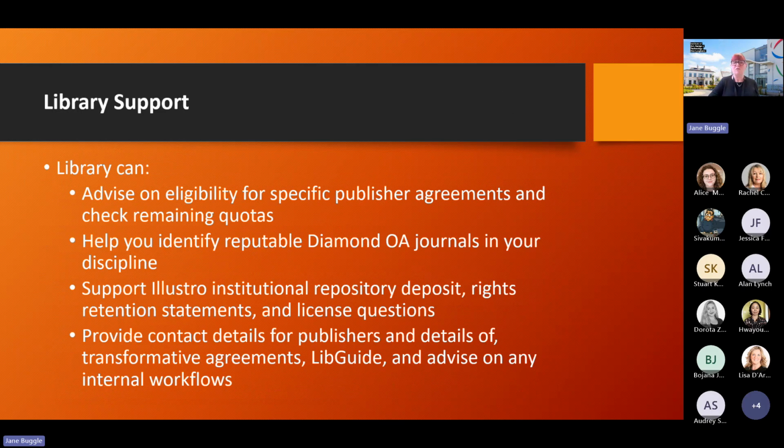The library can support you in a number of ways. We can advise on eligibility for specific publisher agreements and check remaining quotas. We can help you identify reputable Diamond Open Access journals in your discipline. We can support you in depositing your work into the institutional repository, Illustro, and on rights retention statements and license questions. We can also provide contact details for publishers and details of transformative agreements. We have a LibGuide, and we can advise on workflows.